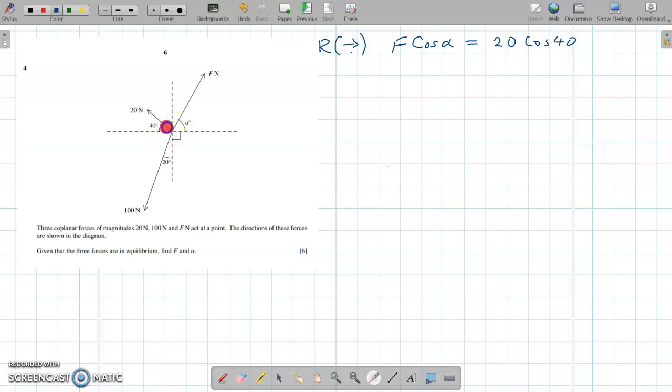Incidentally, if you want to resolve that 20 newtons in this direction, it will be minus 20 sine 40. Anyway, let's carry on.